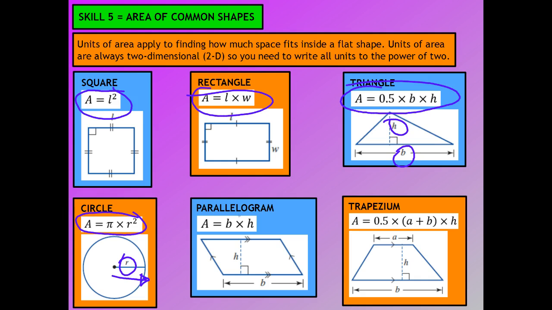For a parallelogram, the area equals base times height. The base is at the bottom and the height forms a right angle with the base. And for a trapezium, the area is 0.5 times length A plus length B, which is the top and the bottom, inside brackets, and then multiplied by H, which is a vertical line that goes in between A and B, forming a right angle.